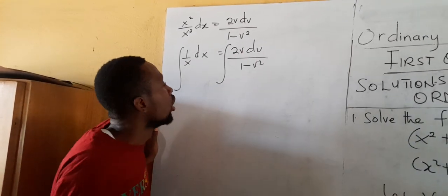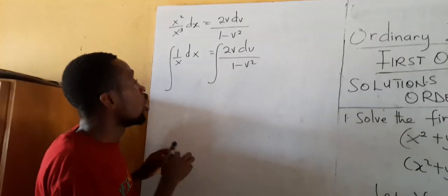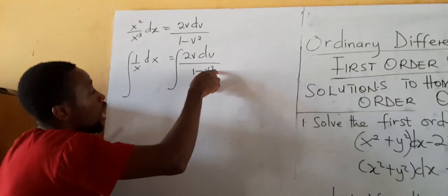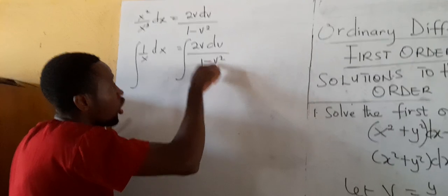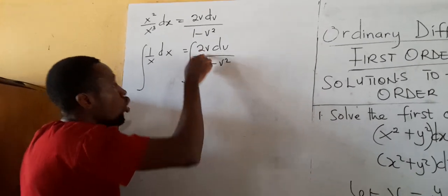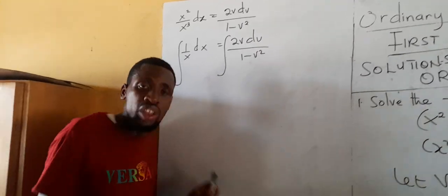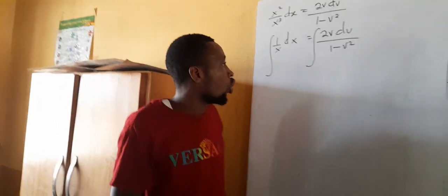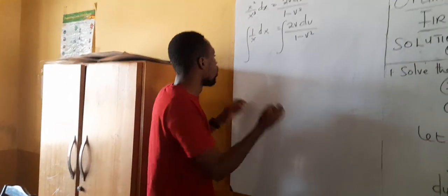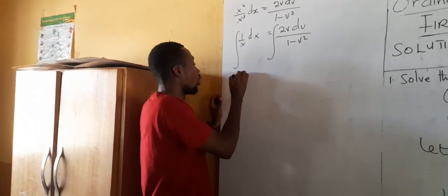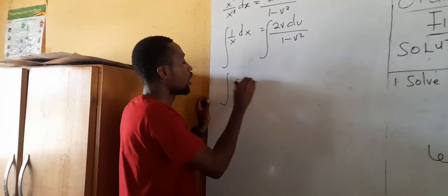Now what of this? Anytime you differentiate a function here, you will get what is at the top. We can use integration by substitution. I will show you how to do the integration by substitution, then we take it from there. So let's take this alone to integrate.